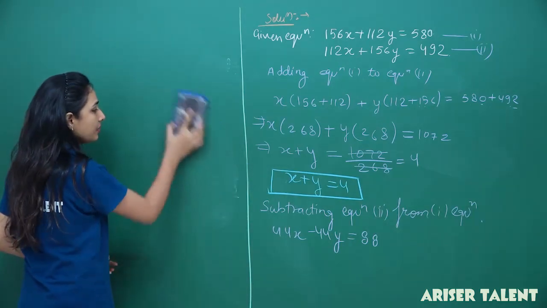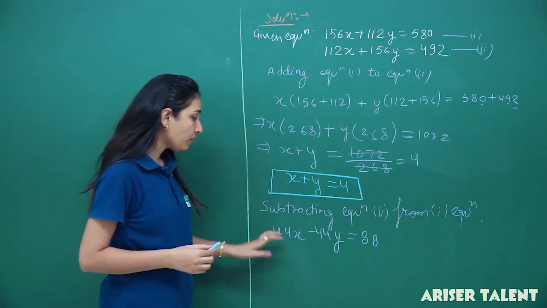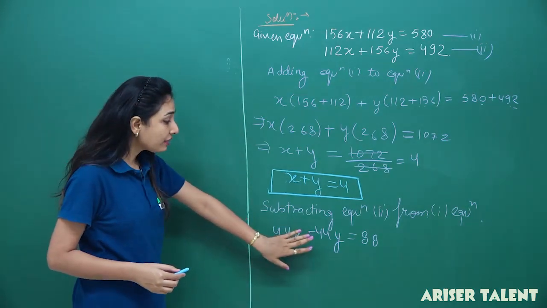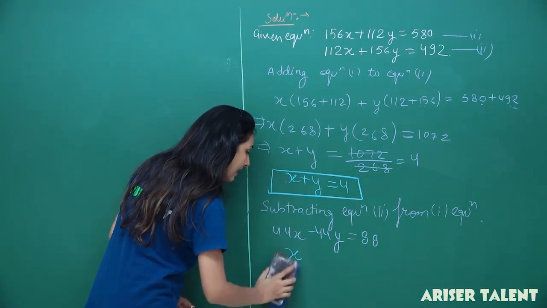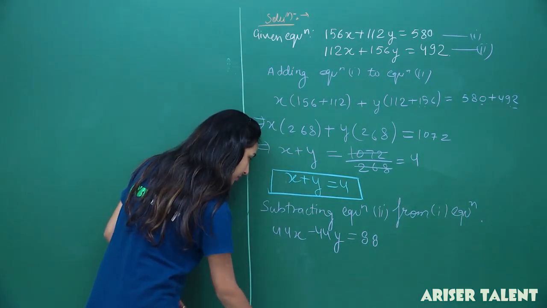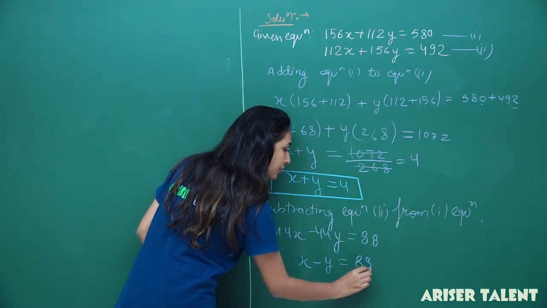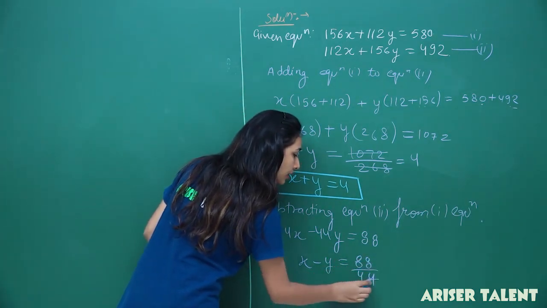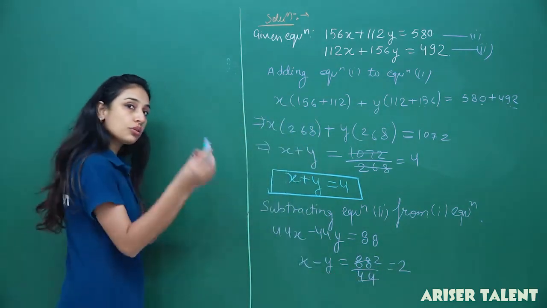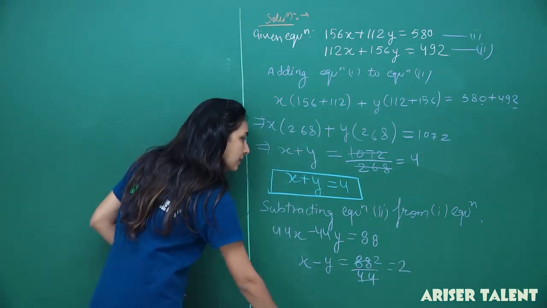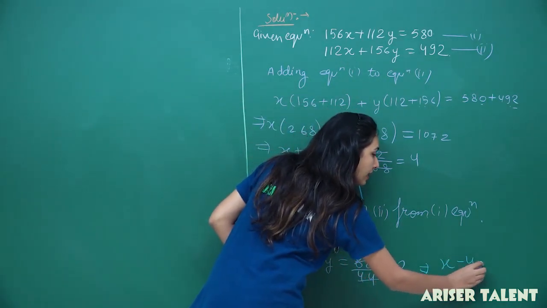So I can just rub this rough part, right? So I can take 44 common. Now if I take 44 common, I'll have x minus y equals to 88 by 44. Now that will be cut by this 2 times equals to 2. So student, what I got now is nothing but x minus y equals to 2.